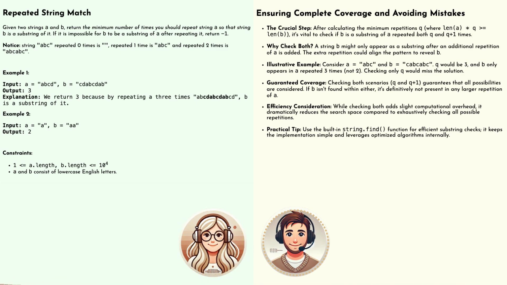So we use find to check both, and boom, if we find B in either of them, we know we've got the minimum number of repetitions. This is making a lot of sense. Way more efficient than just brute forcing it.